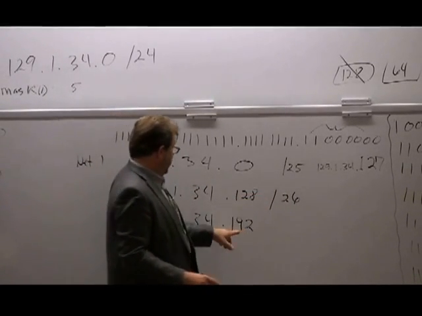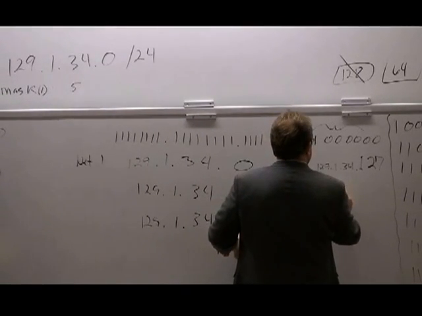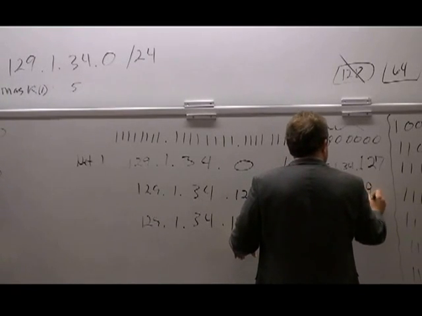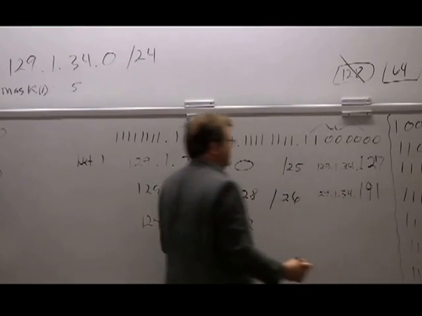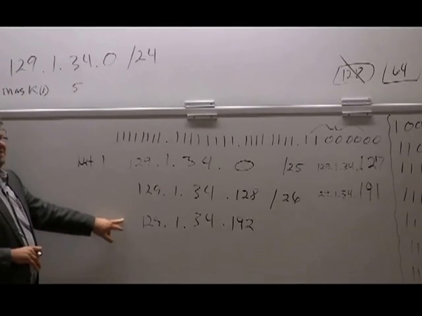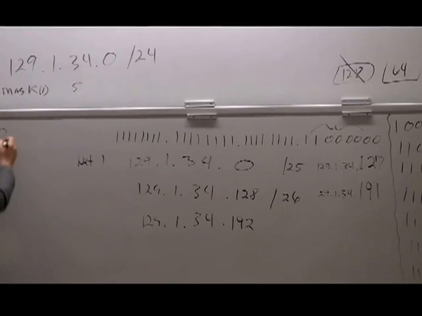And then the broadcast also comes. So now the broadcast is 129.1.34.191. And I got my next network already set. Ready to roll. Okay, we got this one done. And heck, I got this one done now.